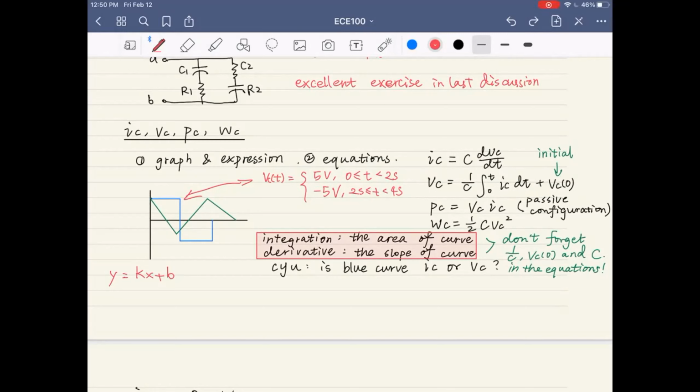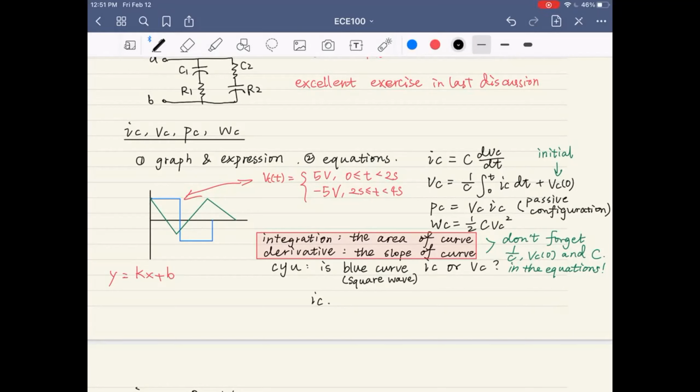And here is a check your understanding question. If this graph, the blue curve, which is a square wave here, describes a property of the capacitance, is it IC or VC? Can we determine it? VC. Why? Or no, IC, I mean, because VC has to be continuous.